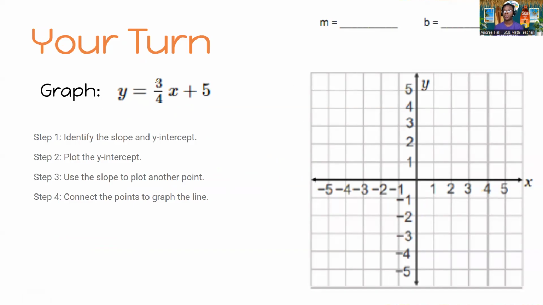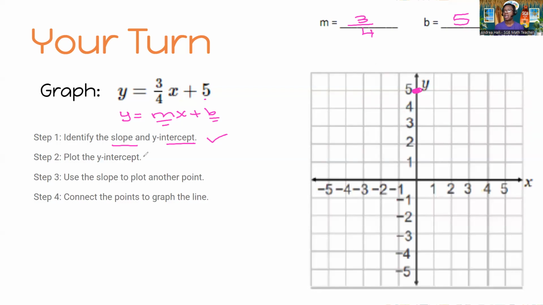So it says graph y equals 3 over 4x plus 5. So again, identify the slope and the y-intercept. Remember, y equals mx plus b. So your slope is going to be 3 over 4 because that's where our m is. Remember, we do not include the variable. And our y-intercept is going to be 5. I hope you guys got that same slope and y-intercept. Step 2, plot the y-intercept. So my y-intercept is 5, so I'm going to plot my y-intercept at 5.